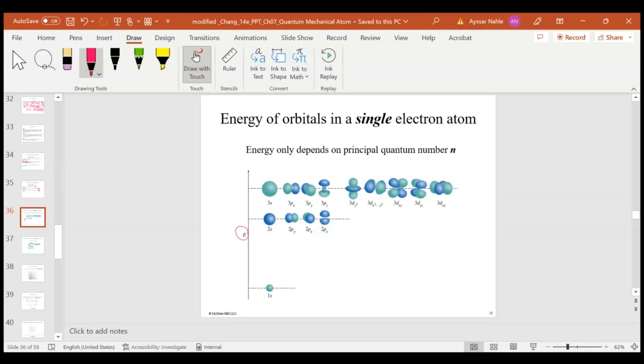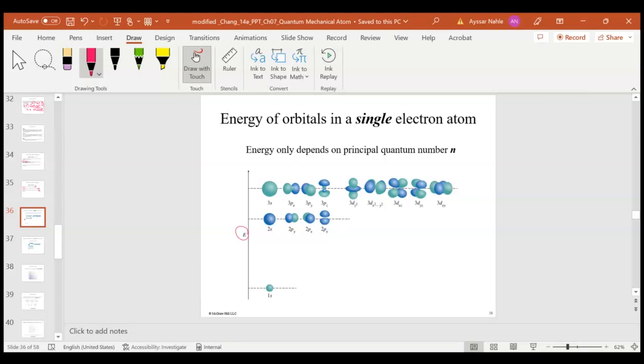Every time I'm going to D, I have to go one step back. Every time I go to F, how many steps? When I go to D, I go one step back. When I go to F, I have to go 2 steps back. All right. So when I get to 6s, after 6s, I have to go to 4f. You understand? Okay. Keep this in mind.